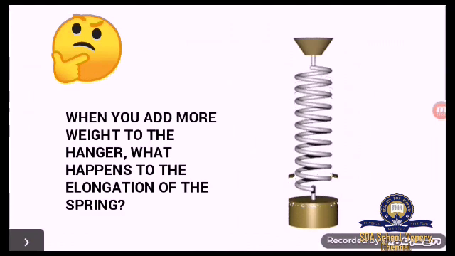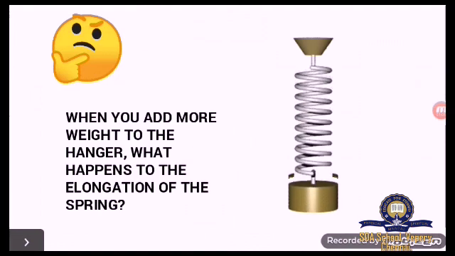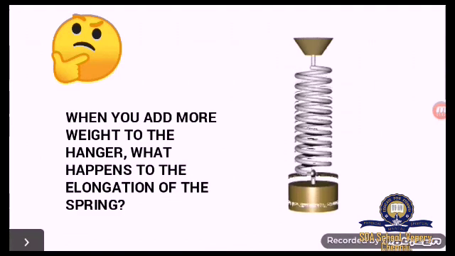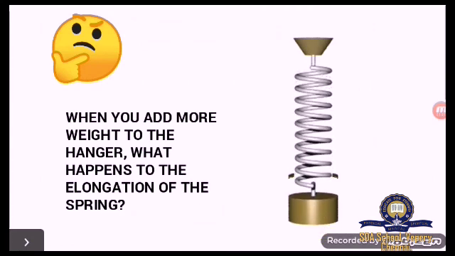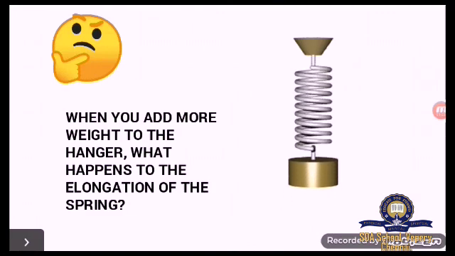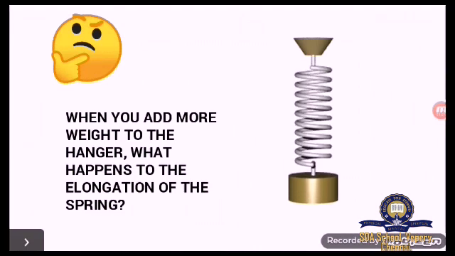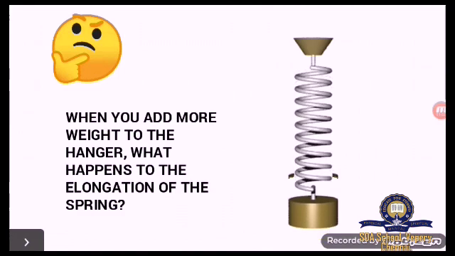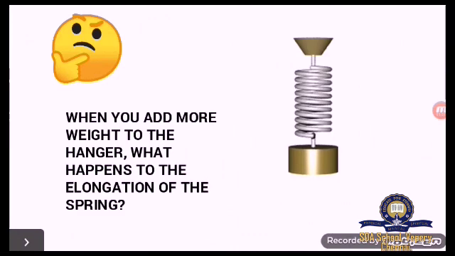Let's say I am giving you a spring and also a weight. You have to add the weight to the lower end of the spring and hang it. What will happen? The spring will swing, right? Or we can say it will oscillate. Let's say when you add more weight to the hanger, what happens to the elongation of the spring? Will the elongation be lowered or will it be much higher? The elongation of the spring will be much higher, right? When we are adding more weight to the hanger.